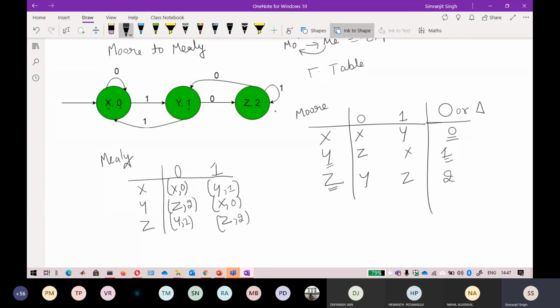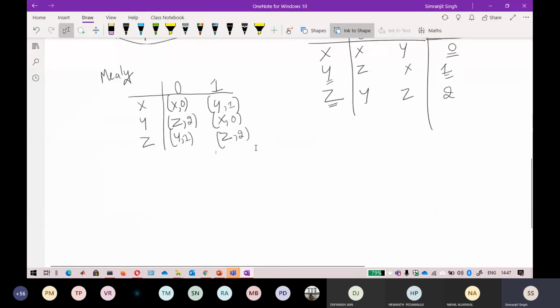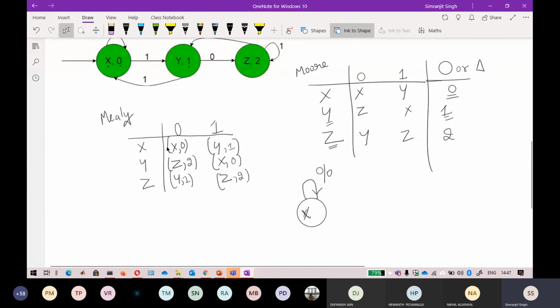Okay. Now if you draw it, I think you will get the same table. So X, if I just draw it, it should be like this, because on X getting an input of 0, it is staying at X and outputting 0. Okay, so it is a little bit different. If you look at the table, it will look a little bit different.